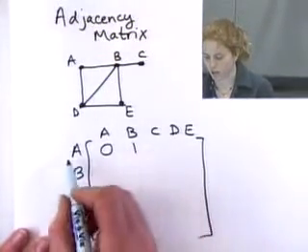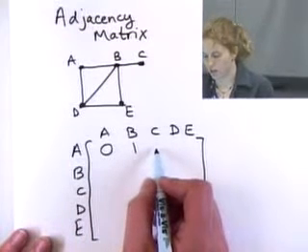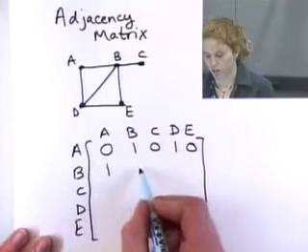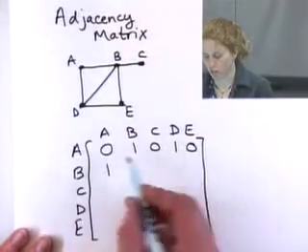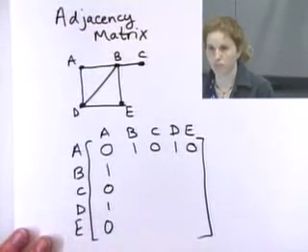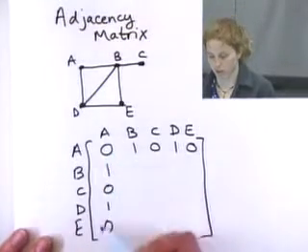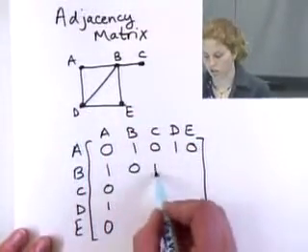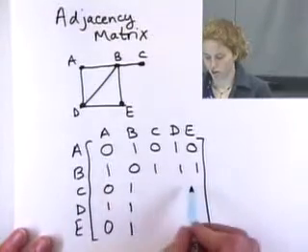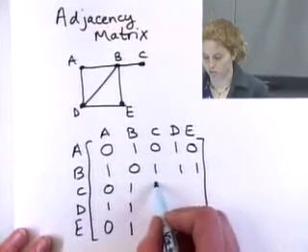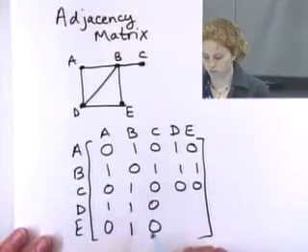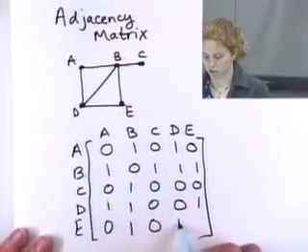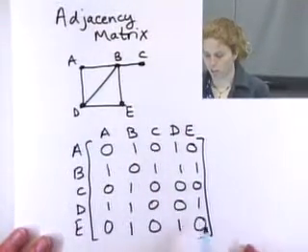So A is next to B. And is A next to C? No. It is next to D. It is not next to E. I know this is symmetric, so actually I can copy this row into this column, because these are what's next to A. Now next to B I have A, C, D, and E, so everything is adjacent to B. Next to C I just have B. And next to D I have A, B, and E. And for E, all I have left is to put a 0 there.